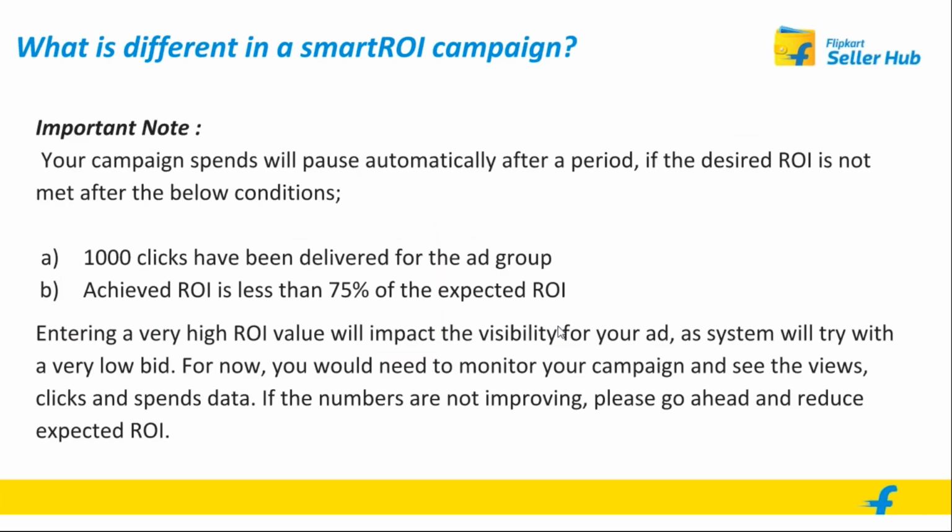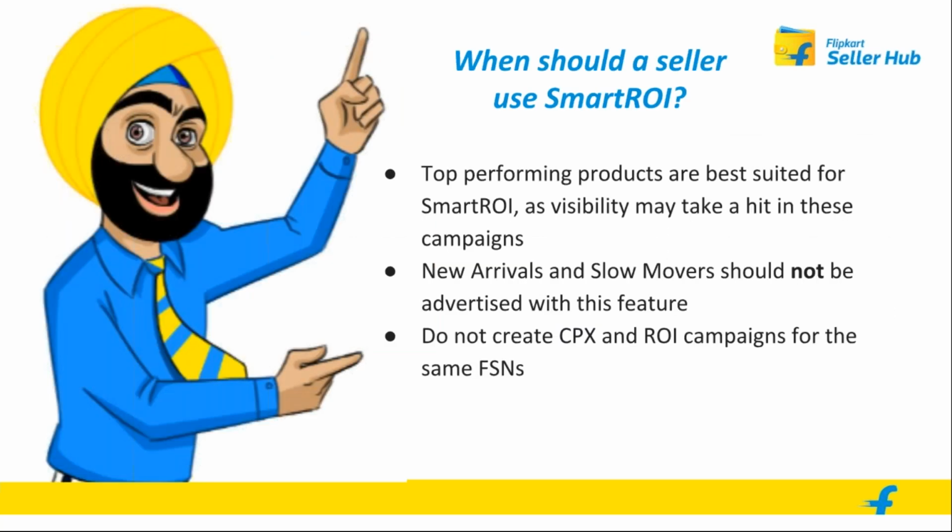Now I will just get on to when you should be using the smart ROI. If it is the top performing products, that is the best suited thing for smart ROI. This is something you would also find in some of the earlier tables that we were discussing, if you remember, that the top performing, top converting products are best suited. For visibility, this probably is not the best mechanism.